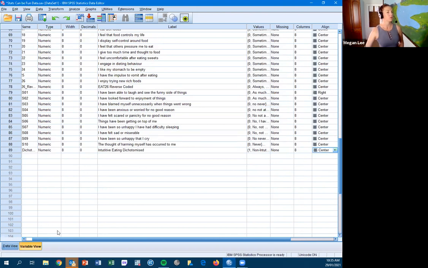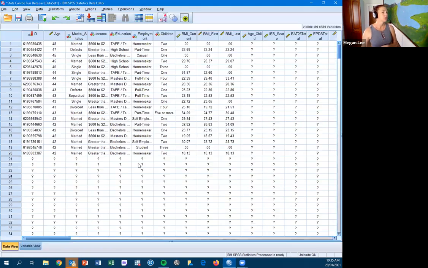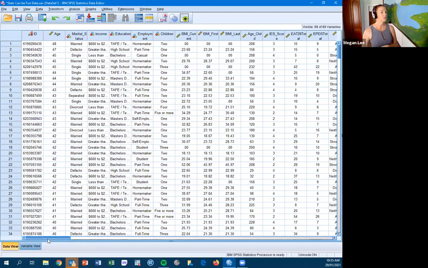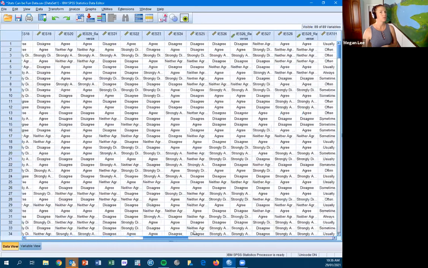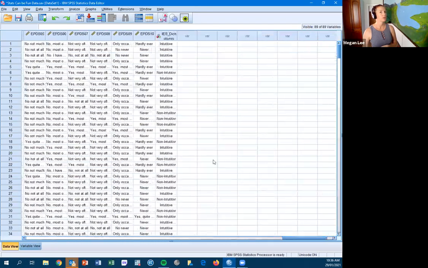So that's our new variable. Let's go have a look at it. We want to go to our data view and take a look at our new variable all the way at the end. Now everyone in that variable should be either an intuitive eater or a non-intuitive eater. Looking good.